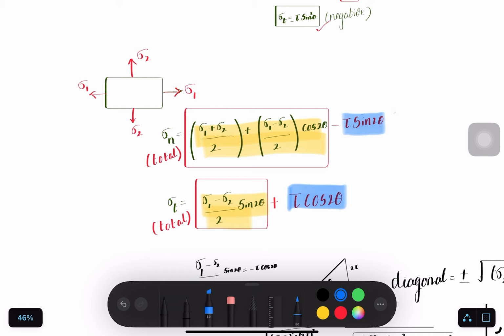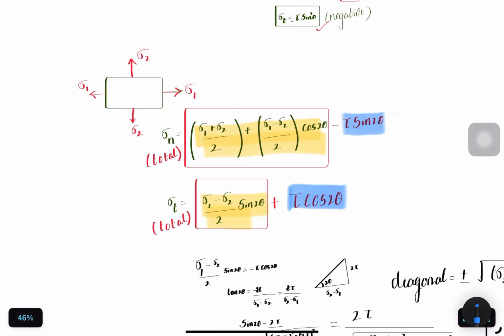Okay, fine. So what do we do with this expression? So now this enables us to find the normal stress acting on the inclined plane and also the tangential stress that is acting on the inclined plane. So what do you do with this? Well, now what we can do is find the expression for the maximum normal stress that is acting on the inclined plane. And also we can find the expression for the maximum tangential stress acting on an inclined plane.